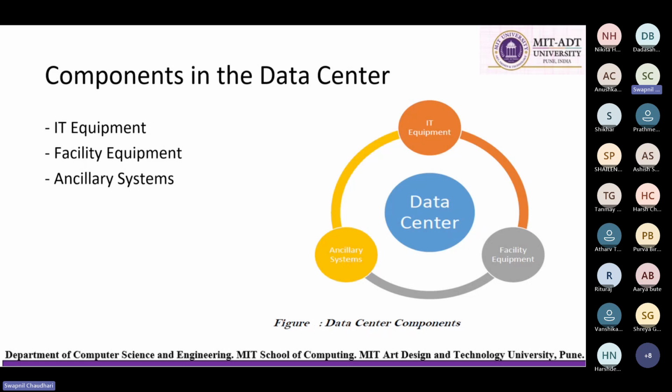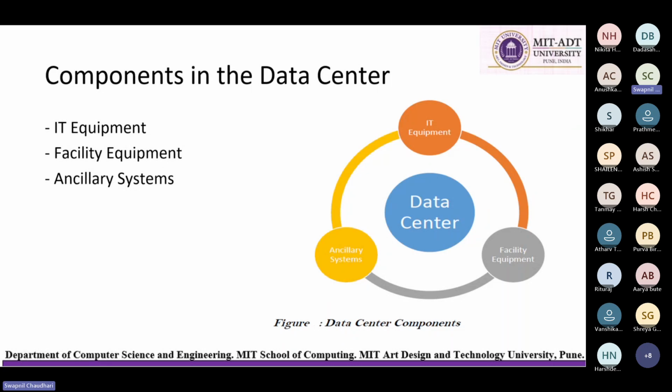But the brain cannot survive without a support system, like facility equipment, that is the infrastructure that supports it. So let's understand the second component, that is the facility equipment.